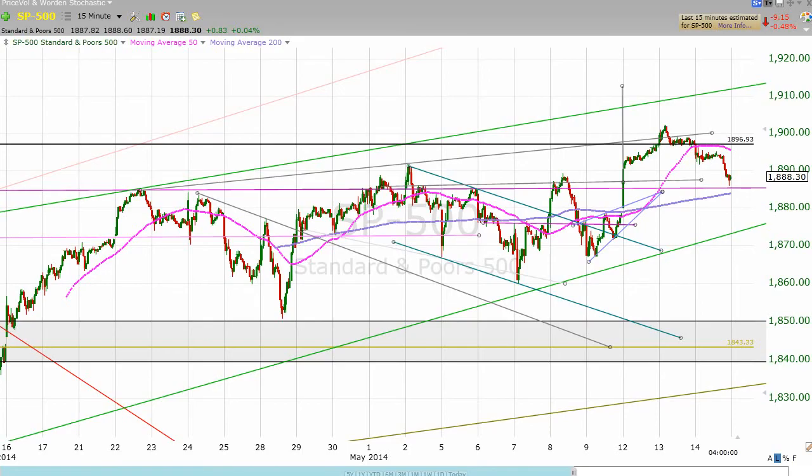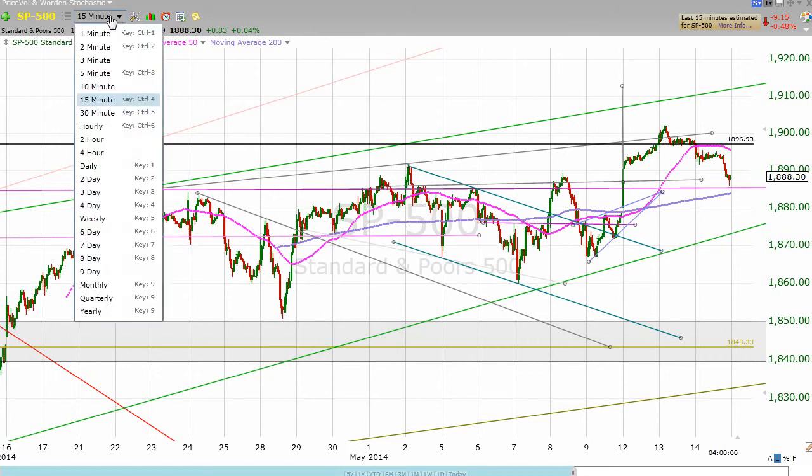Well, guess what? We're still looking for that close over 1900. Did not get it today. As a matter of fact, the markets were down a bit, pretty much across the board. And we saw a couple of potential reasons why this might happen, and it did.